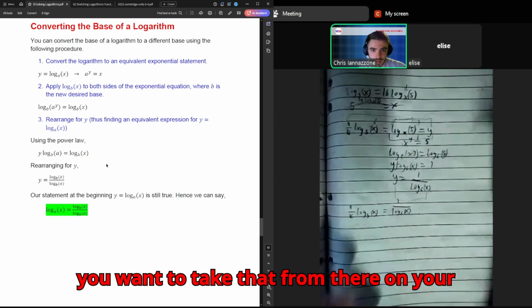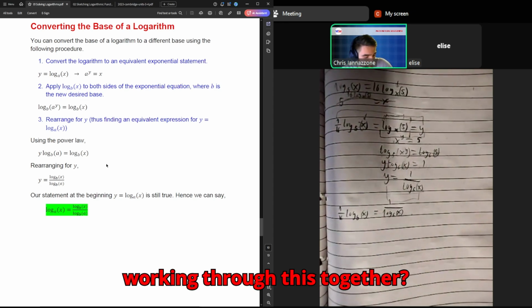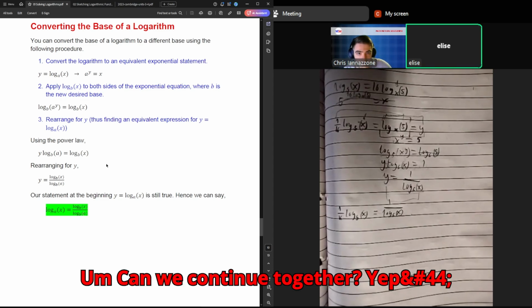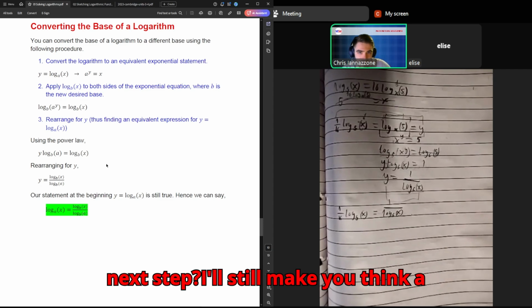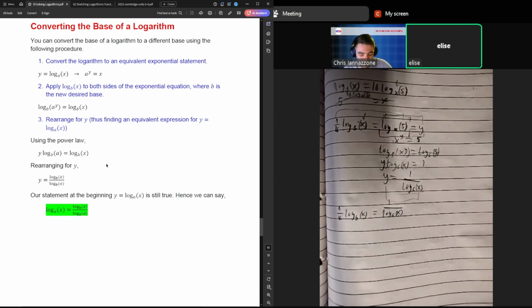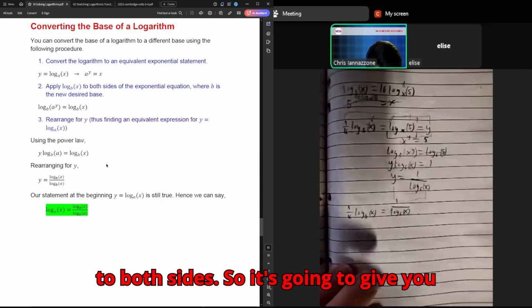Do you want to take that from there on your own, or continue working through this together? Can we continue together? Yep, yeah, absolutely. So what might we do as our next step? I'll still make you think a bit. Get rid of the fractions by timesing log 5 of x. Yep, log 5 of x to both sides.